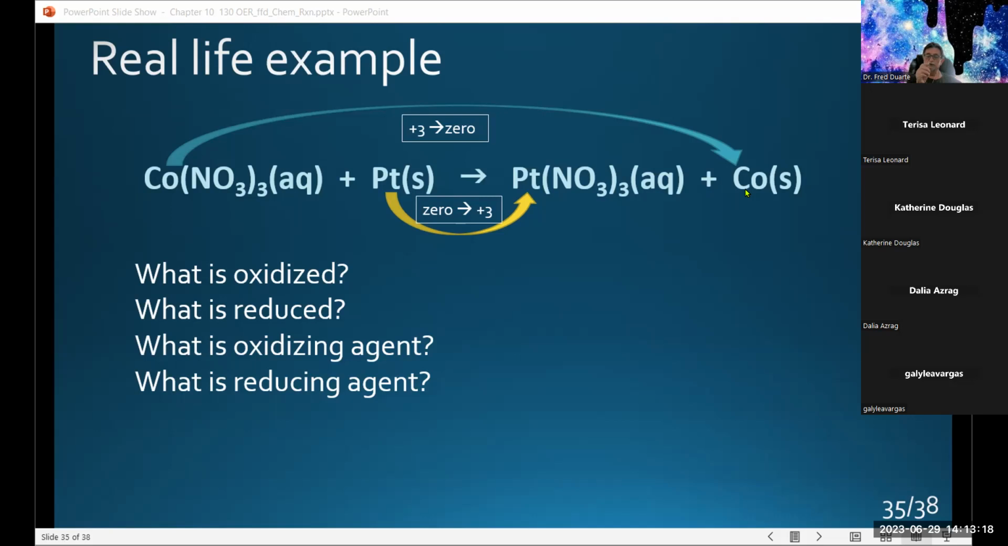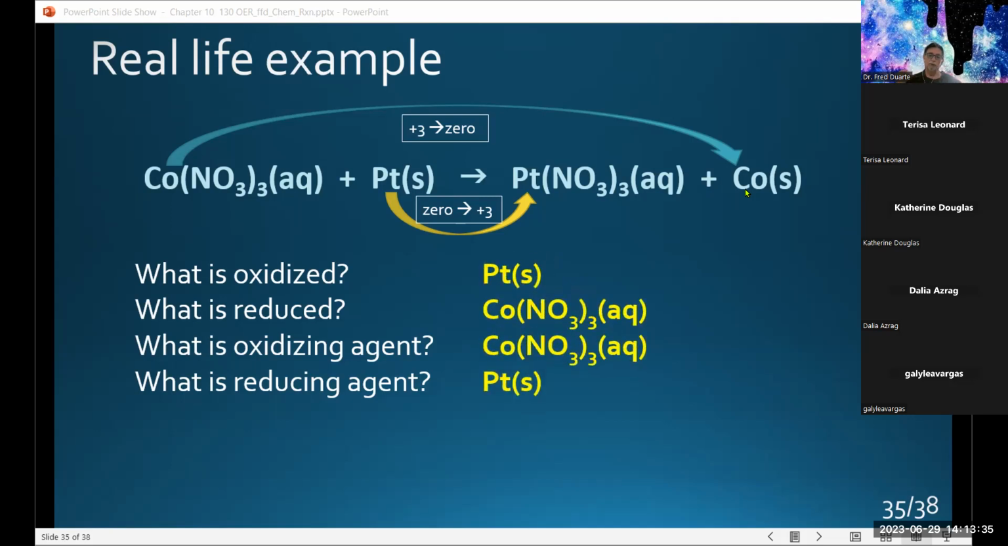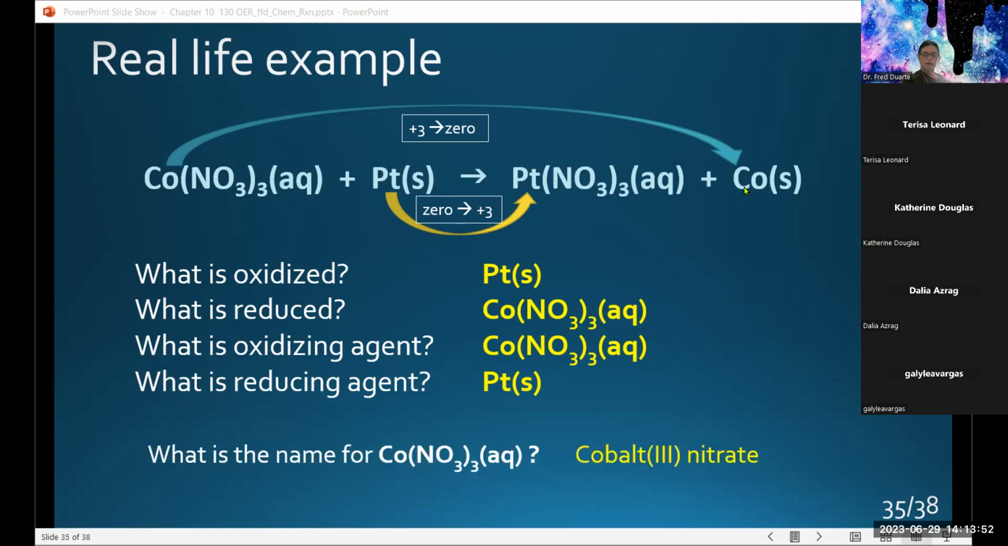It lost 3 electrons, whereas cobalt-3 nitrate underwent reduction because it starts off with a +3 oxidation state and goes to 0. In order for that to happen, it must gain 3 electrons. So platinum underwent oxidation, cobalt-3 nitrate underwent reduction, and then there are the corresponding agents for each one. Cobalt-3 nitrate is the Roman numeral 3 nitrate for cobalt in that compound.